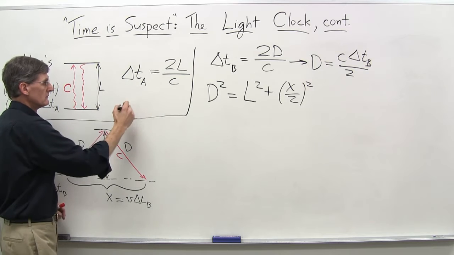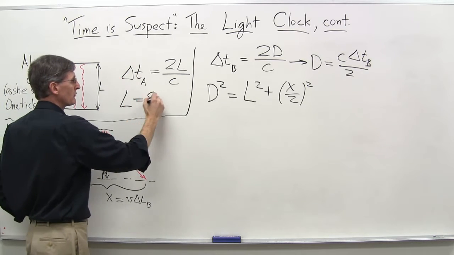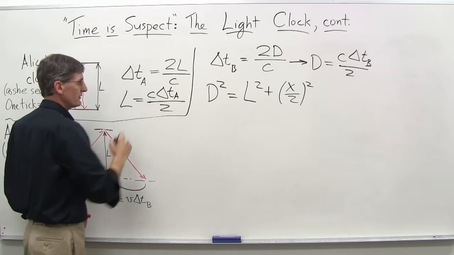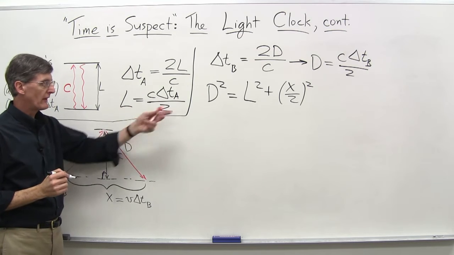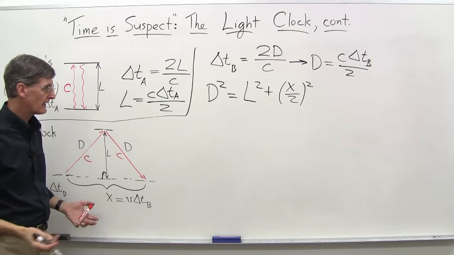This one here, I can rewrite, and it tells me that L, multiplied by c here, L equals c delta TA over 2. That's good news, because I can square that and plug it in for L squared. And then the x there can be this. So let's plug all that in and see what we've got.